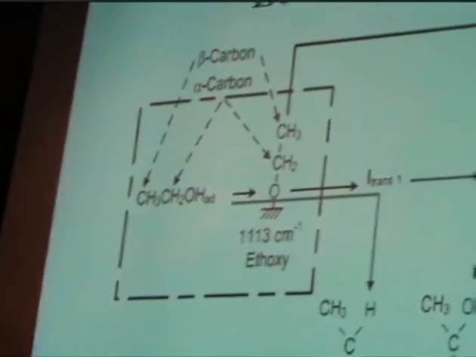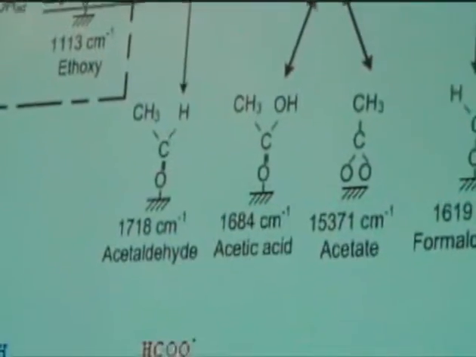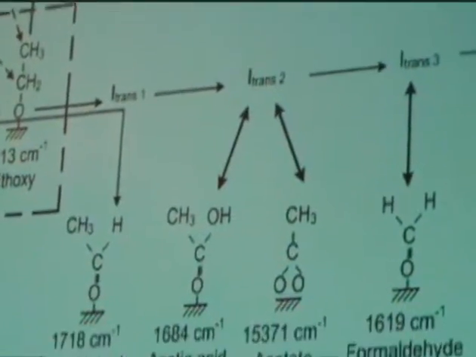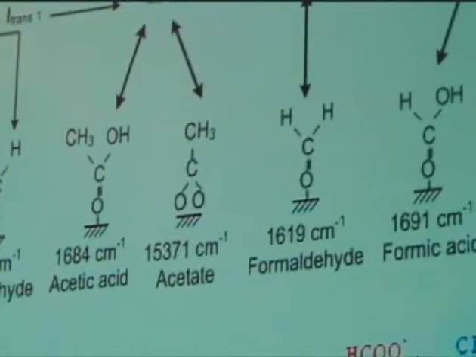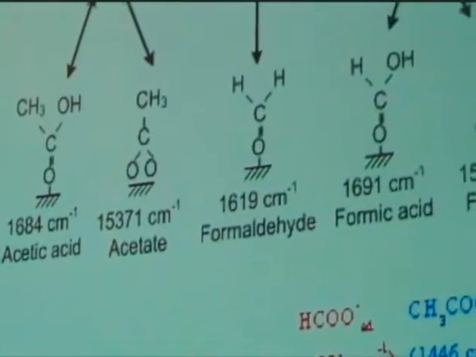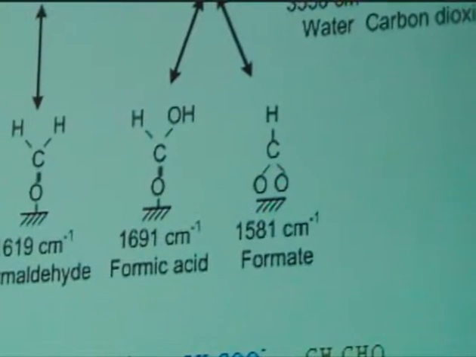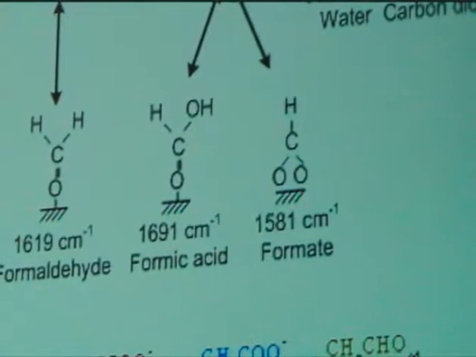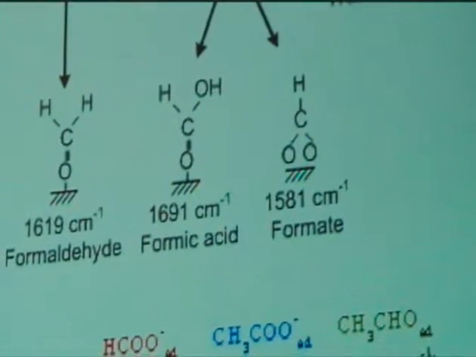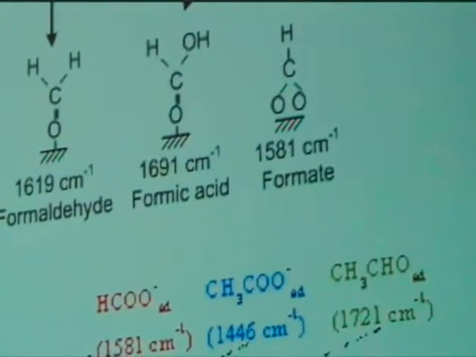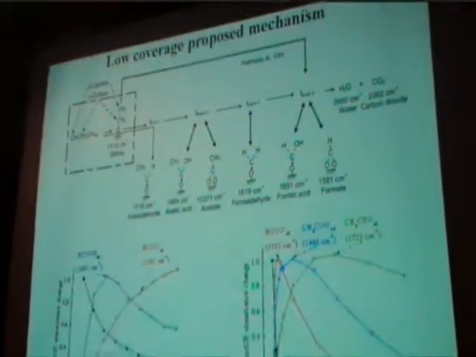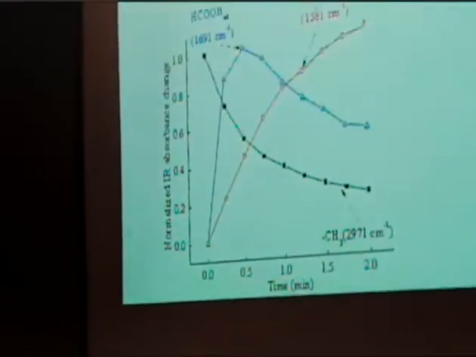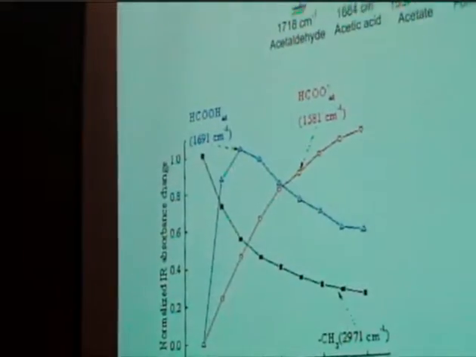Now, with these results, we wanted to propose a low coverage mechanism for the photocatalytic oxidation. As I mentioned before, the ethanol can adsorb as molecularly adsorbed ethanol and dissociatively adsorbed ethanol. And we propose a pathway A in which the surface that contains a lot of water can undergo oxidation by hydroxyl radical, producing directly formic acid and formate by attacking the beta carbon. And this has been documented in previous research studies.